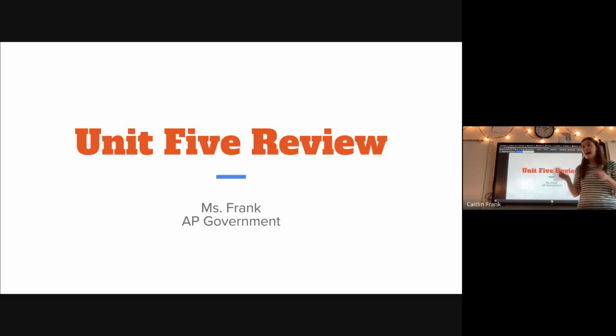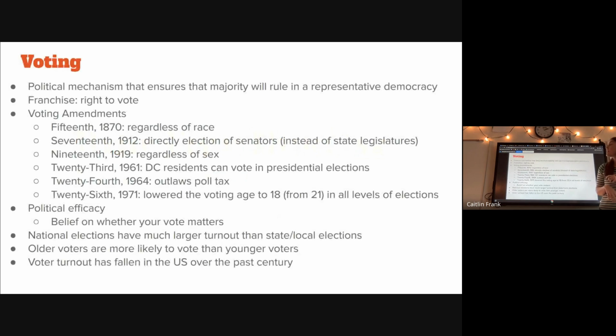So Unit 5 goes into voting and the four linkage institutions, which are political parties, campaigns, elections, and interest groups. So I'm going to talk about voting first and then talk about each of the individual linkage institutions. Although voting does work with linkage institutions, they are how we express our interest in the other four linkage institutions. They're just not technically one of the four. So let's talk about that first.